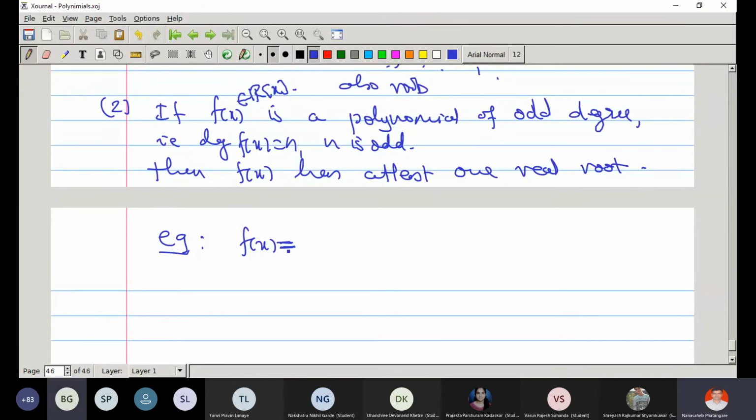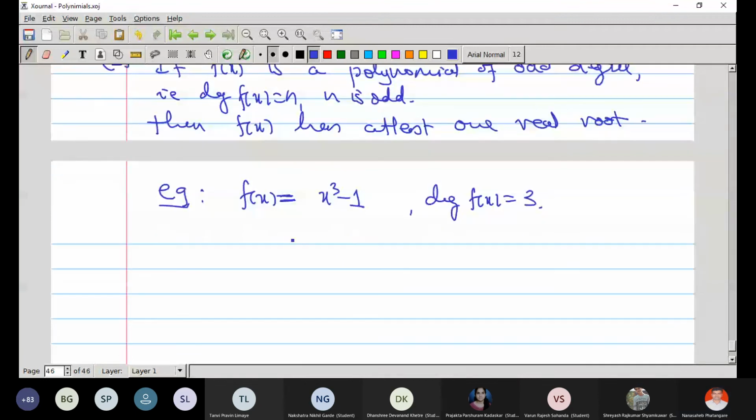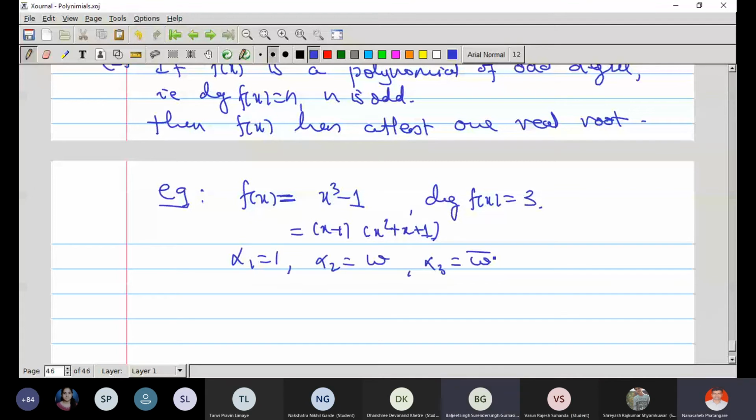Look at this polynomial. What is the degree? 3. What are the roots of this polynomial? The roots are 1, (minus 1 plus root 3 i) divided by 2, and (minus 1 minus root 3 i) divided by 2. Correct?